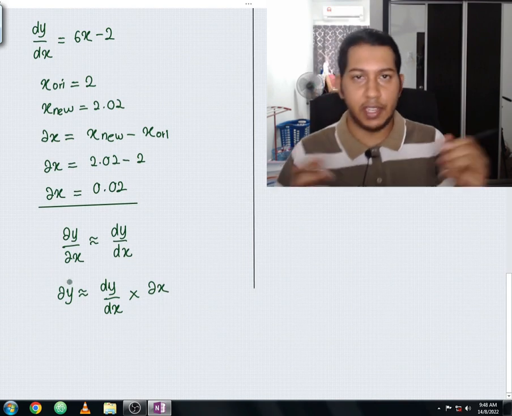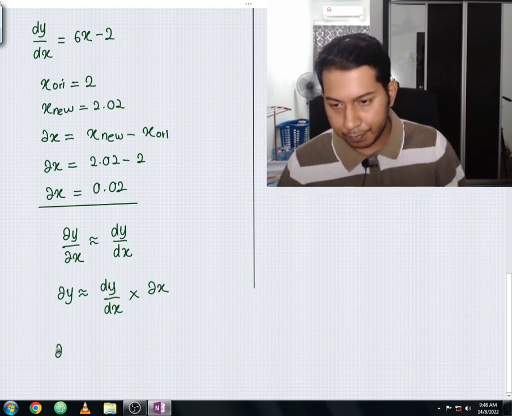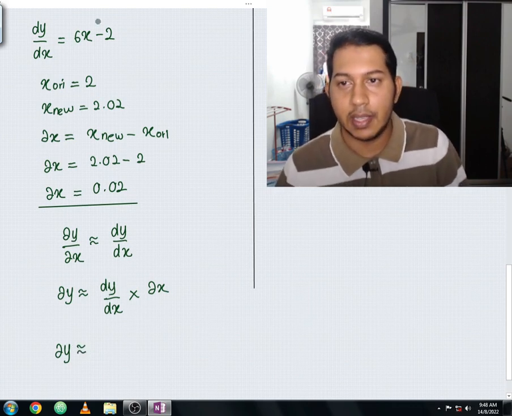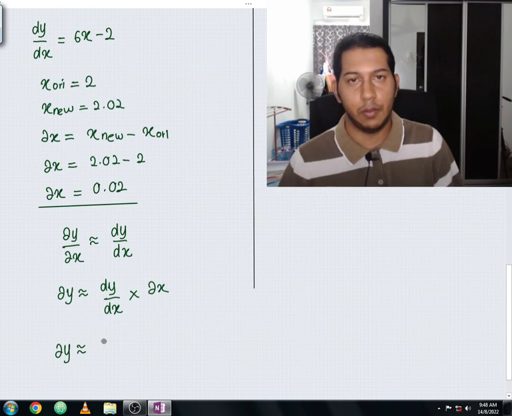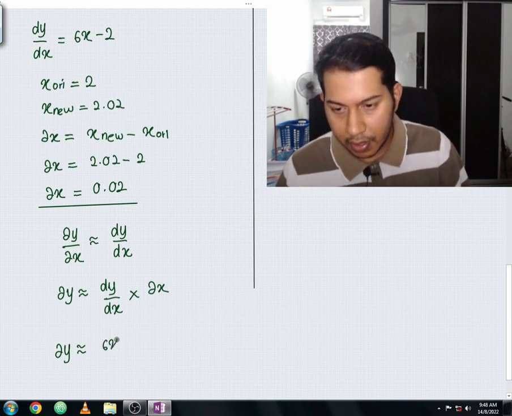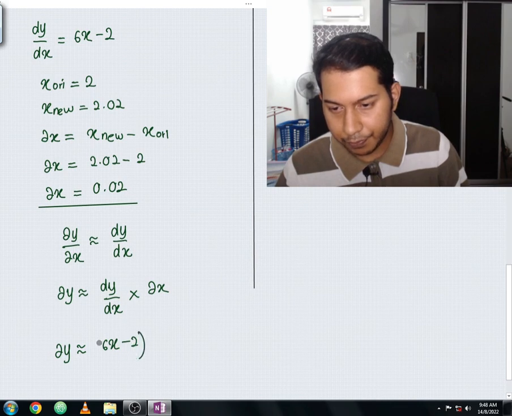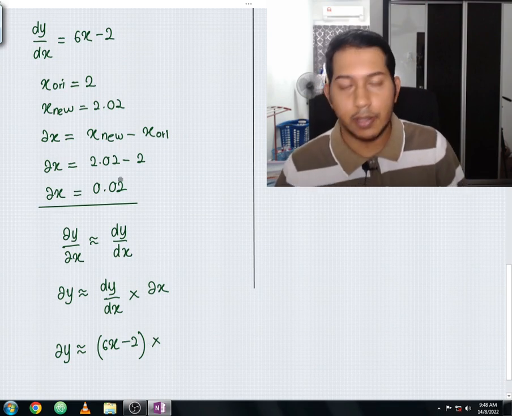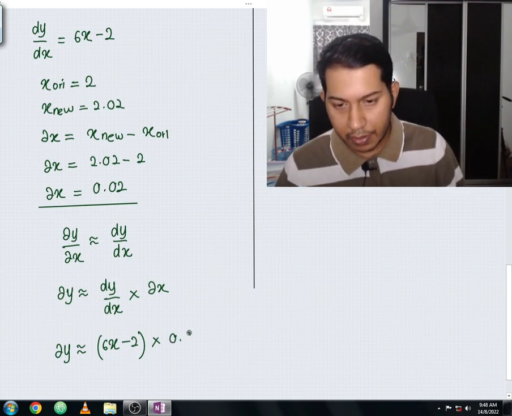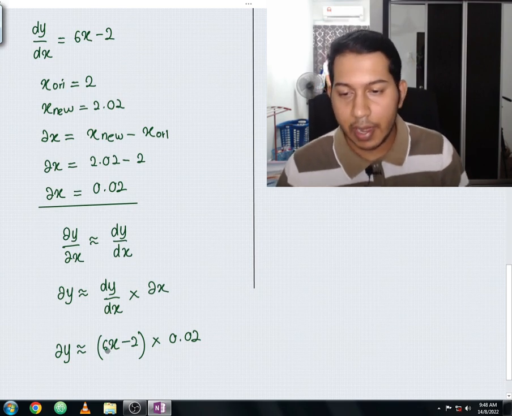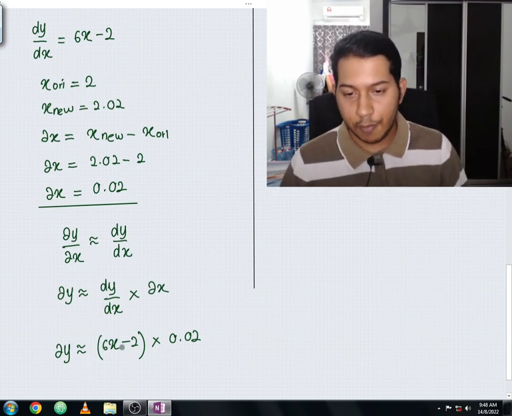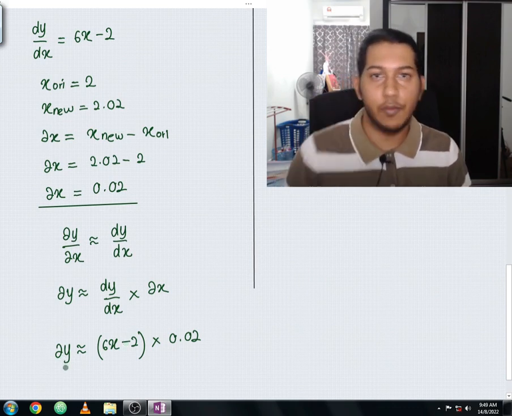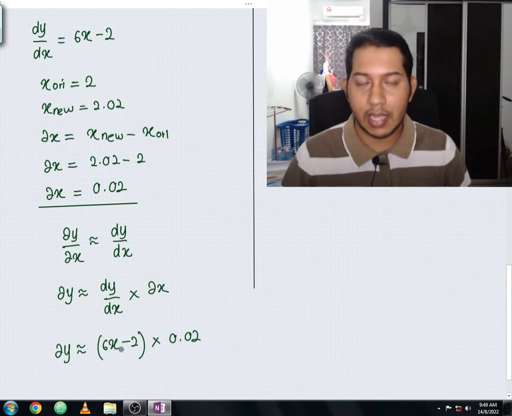So from here small changes in y, which is delta y, is approximately the same as, so the dy over dx in this case is 6x minus 2, so the 6x minus 2 you just substitute over here. Okay, 6x minus 2, and then you times with delta x. The delta x in this case is 0.02. You times them together. But then you still can't get the delta y. Why? If you times this, you get your answer in terms of the x variable, but then we need a numerical form. So this x you need to substitute in some value.